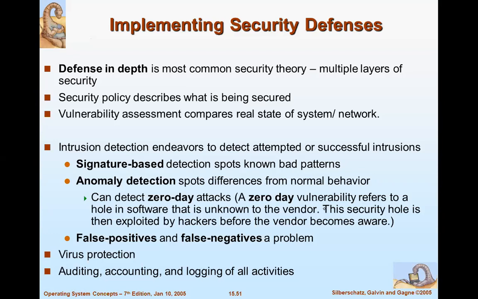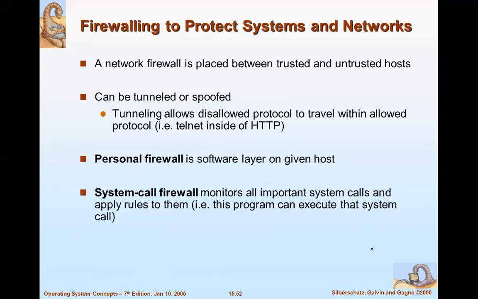So they sell both the software and its antivirus at the same time. Similarly, you can also have the false positive and false negative problem, virus protection, and auditing, accounting, and logging of all activities. As we mentioned, you can have a firewall protection system as well, in the form of software firewall and hardware firewall. A network firewall is placed between trusted and untrusted hosts, and it is responsible for checking all the traffic that passes from one side to another.